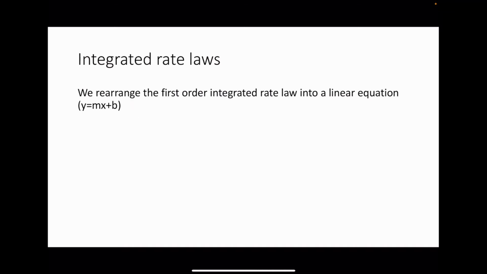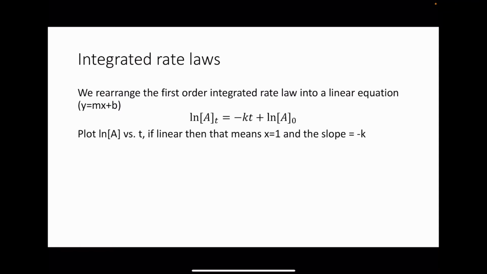And so we can rearrange that first order integrated rate law expression into a linear equation, y equals mx plus b, the form of a line, where the natural log of A at any time t, that's a variable, equals minus k times t plus the natural log of our initial concentration. And if we were to plot the natural log of this data versus time, if it were linear, it means that it's a first order reaction, or x equals 1. And you'll notice in that equation that the slope is minus k.